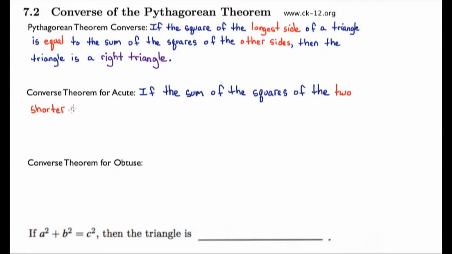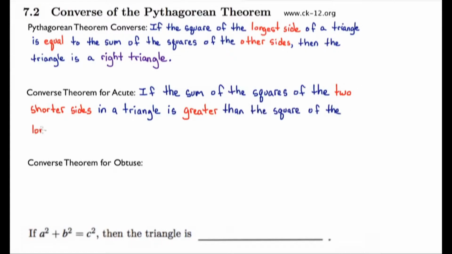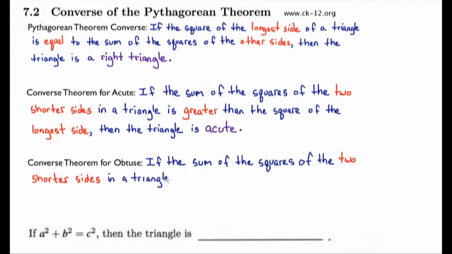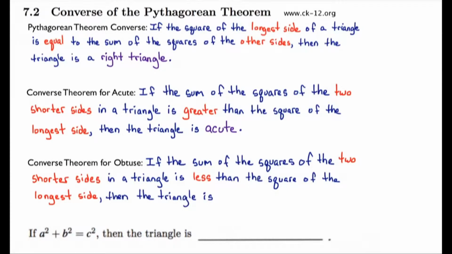So if the sum of the squares of the two shorter sides in a triangle is greater than the square of the longest side, then the triangle is acute. So if the two shorter sides, the sum of those squared is greater than the larger side squared, it's acute. So the converse theorem for obtuse states if the sum of the squares of the two shorter sides in a triangle is less than the square of the longest side, then the triangle is obtuse.